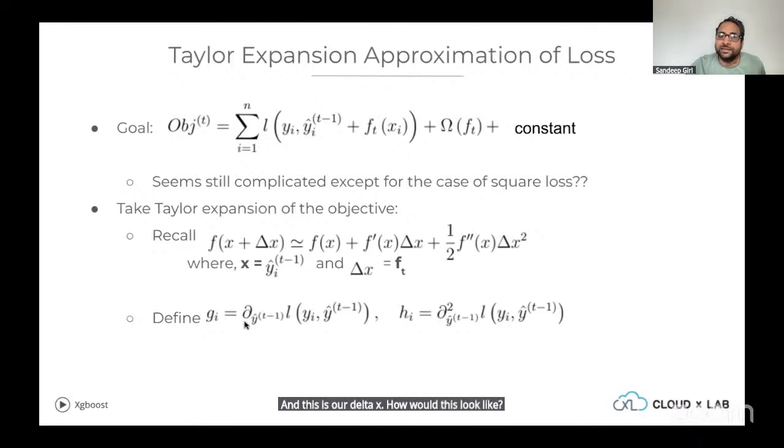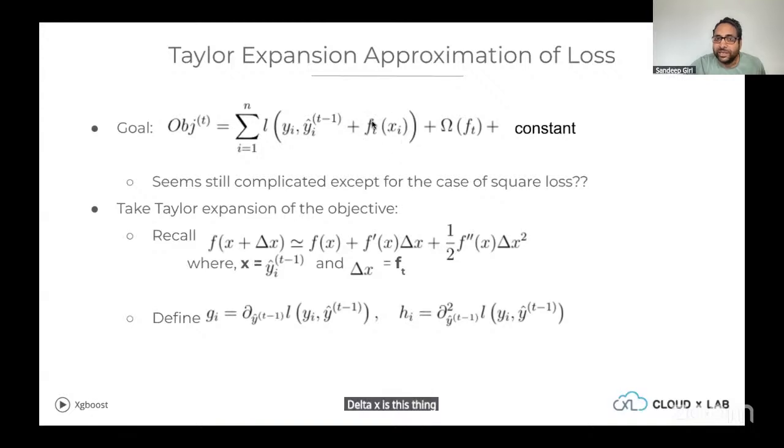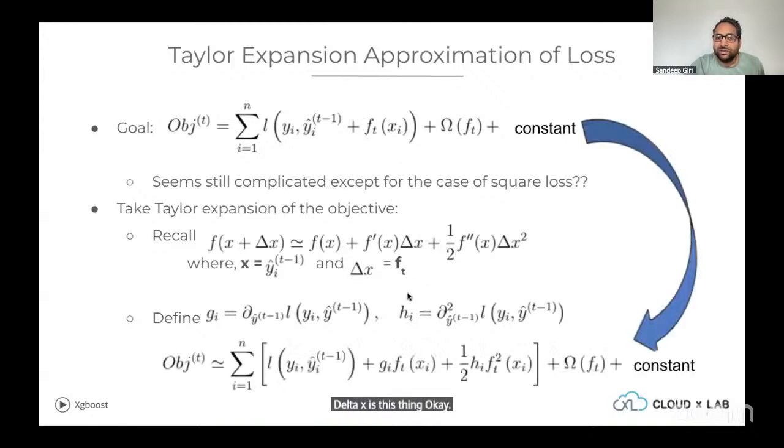For simplicity, we can also say that g is the rate of change of loss L with respect to our y t minus 1, and similarly this h i is the second derivative. So we said g is our first derivative, h is our second derivative, x is this, delta x is this thing. Now the equation looks like this.